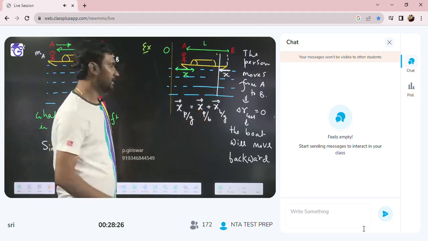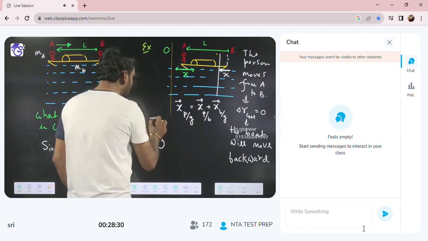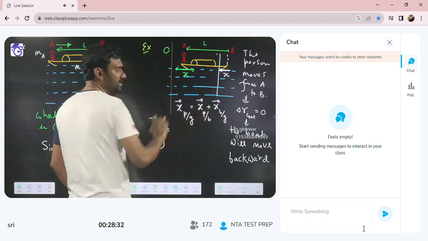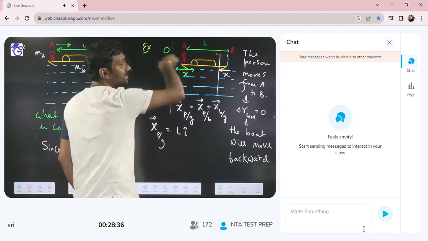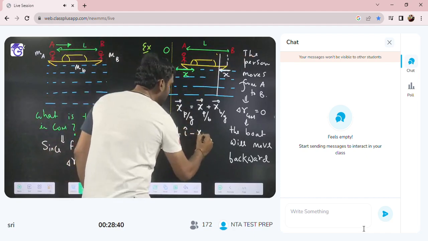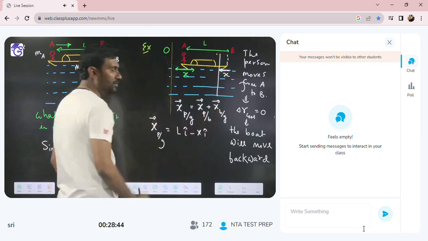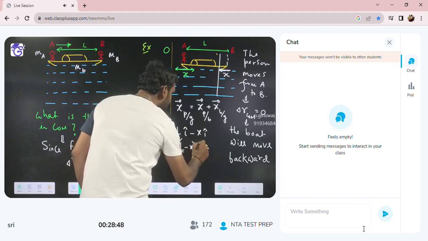So the position of the person with respect to ground is equal to, what is the position of the person with respect to the boat? It is L i cap in this direction. The boat is coming back, so it is minus x i cap, the position of the boat with respect to ground. So ultimately we got L minus x i cap.